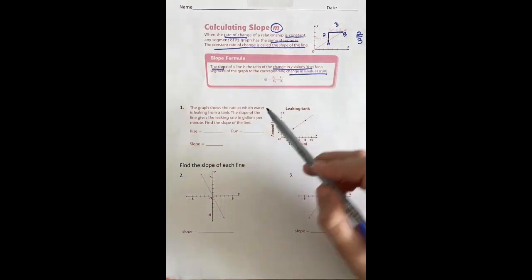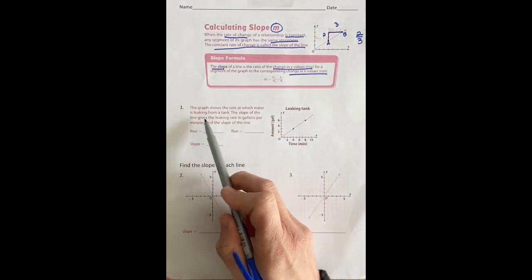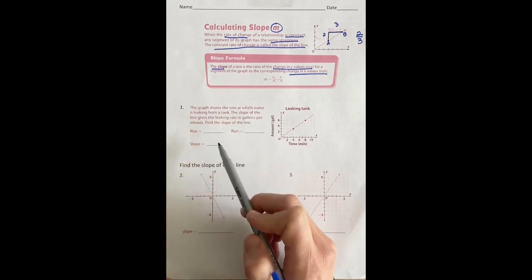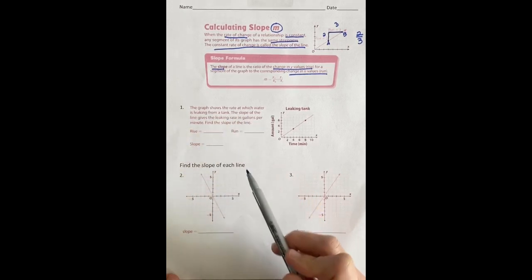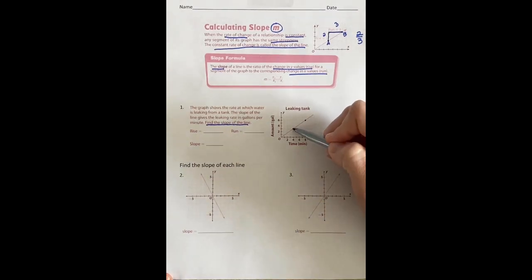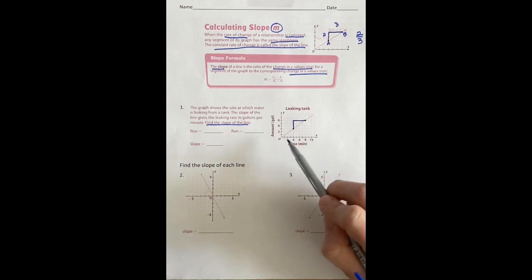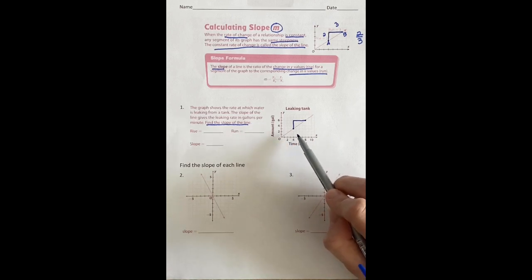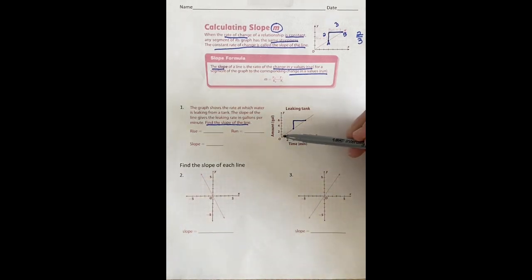All right, so let's practice a couple of finding the slope by just counting your rise and your run. So the graph shows the rate at which water is leaking from a tank. The slope of the line gives the leaking rate in gallons per minute. Find the slope of the line. So we're given 2 points on this graph. So we want to use those points to count my rise and my run. Before you start counting, you want to make sure that you take notice of how the scale is on your x and y axis. If I look at my x-axis, I notice they are counting by 1. So that means every movement would be a value of 1. And the same thing on my y-axis, it is counting by 1s.